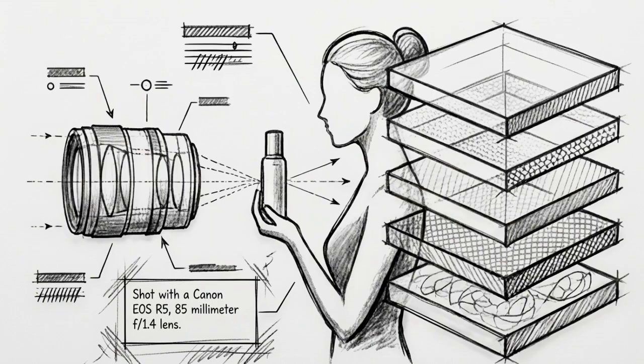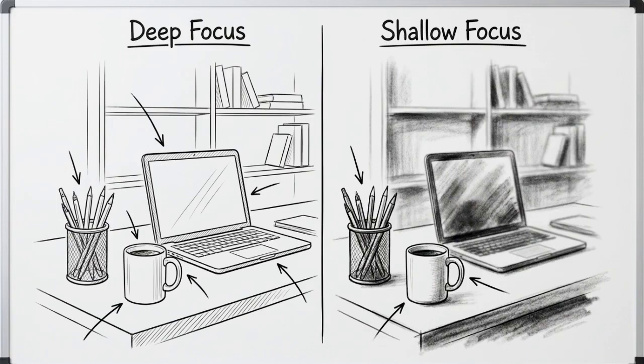The input for this layer is shot with a Canon EOS R5, 85mm f1.4 lens. Applying optical constraints separates physical realism from digital generation.